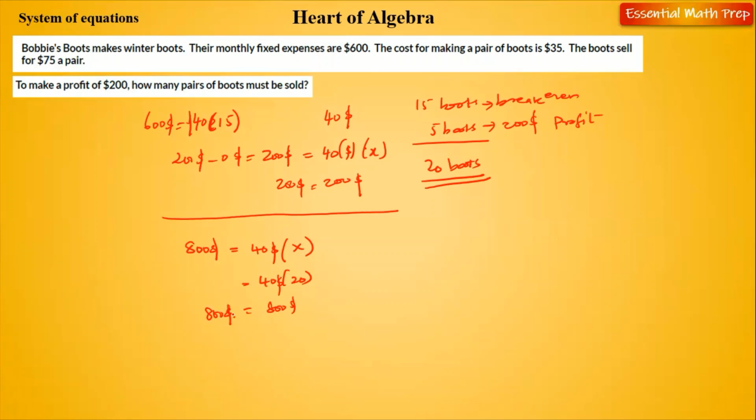That's it. There are two ways to do it. So X is still 20. I got the same answer in two different ways.